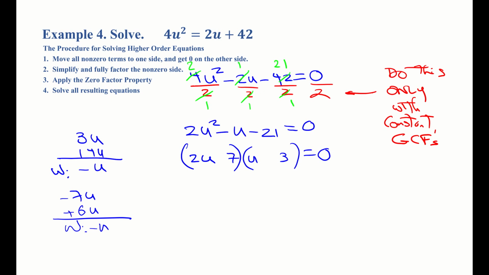So we'll have negative here and positive here. So let's quickly do our 3-step check. First times first is first. Last times last is last. And we notice that the sign works too. Negative times positive is negative. The inner product is negative 7u. The outer product is positive 6u. They combine to give us negative u.